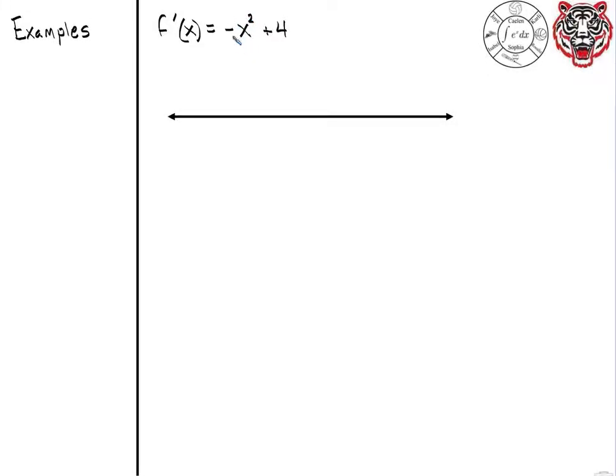So from here, I need to find critical values. How do I find critical values again? Setting f prime to 0. Yeah, setting f prime to 0 or finding where it does not exist. So in this case, I'm just going to say 0 is equal to the rest of the equation. I'm setting it equal to 0. Negative x squared plus 4. And solve. Maybe I can move this line a little bit down so I have room to solve.